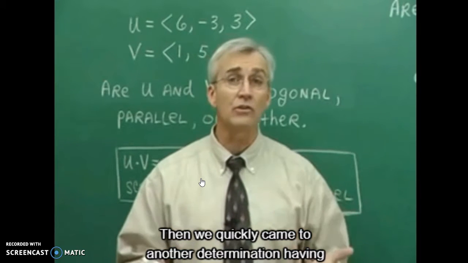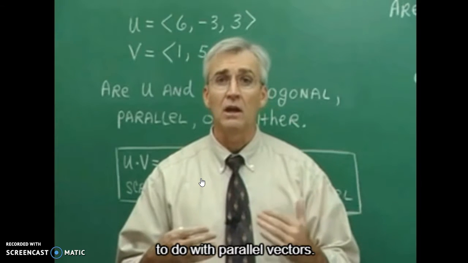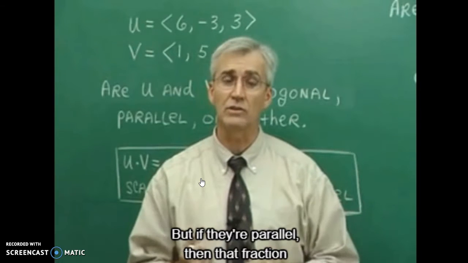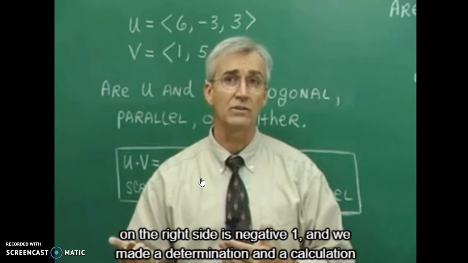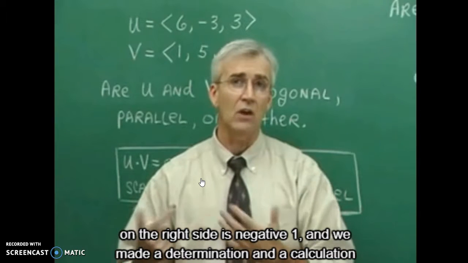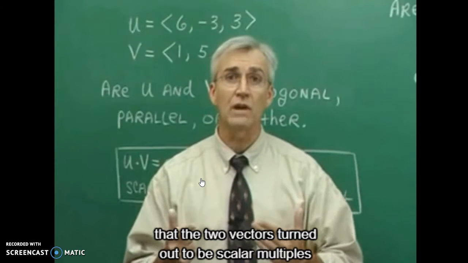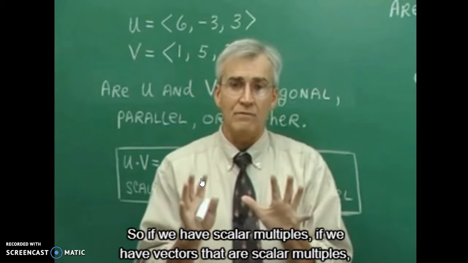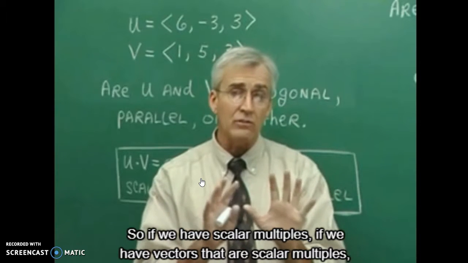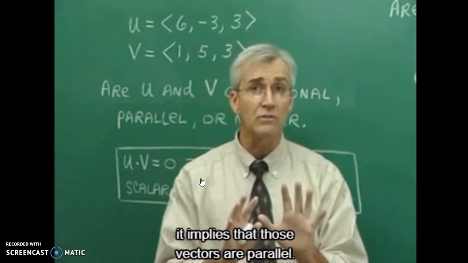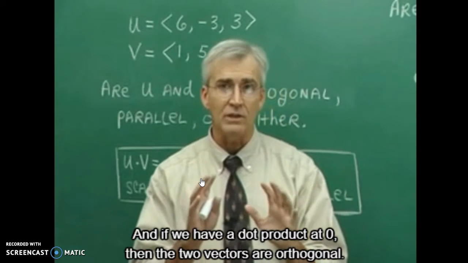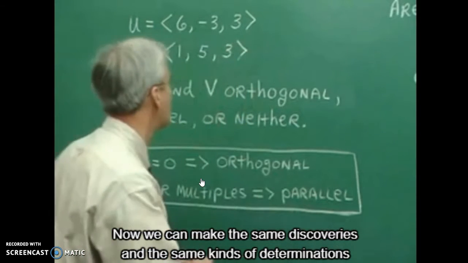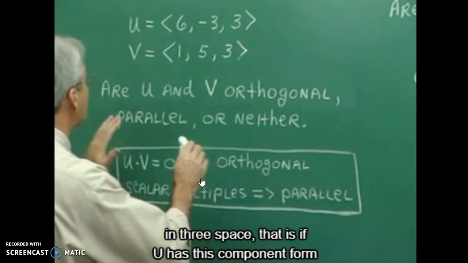Then we quickly came to another determination having to do with parallel vectors. Now, they can be parallel either facing in the same direction or in opposite directions, but if they're parallel, then that fraction on the right side is plus or minus 1, and we made a determination and a calculation that the two vectors turn out to be scalar multiples of one another in that circumstance. So, if we have vectors that are scalar multiples, it implies that those vectors are parallel. And if we have a dot product that's 0, then the two vectors are orthogonal. Now, we can make the same discoveries and the same kinds of determinations in 3 space.